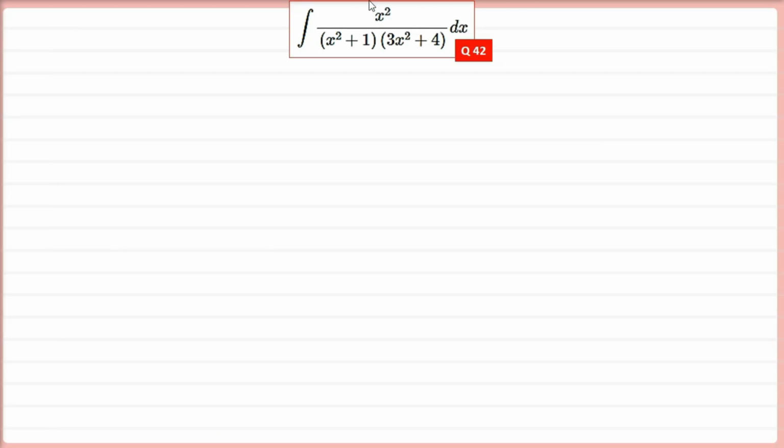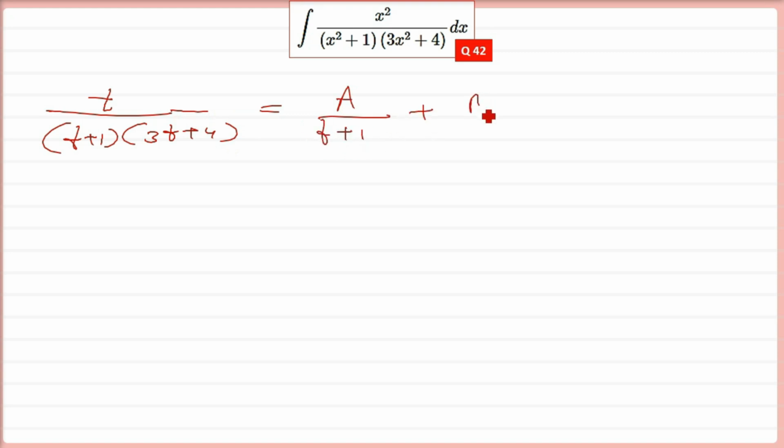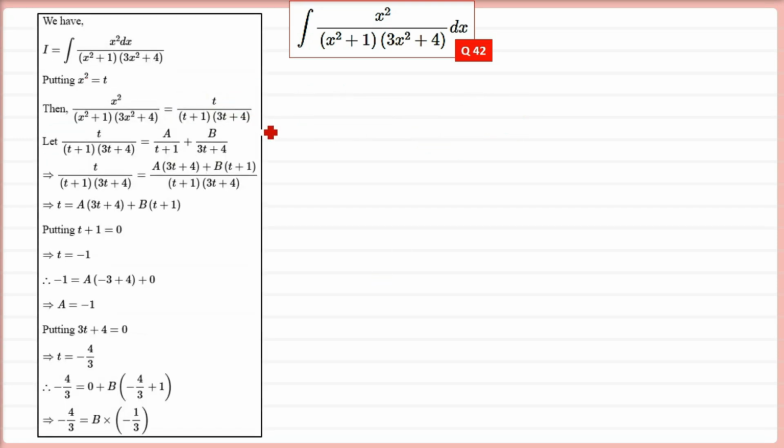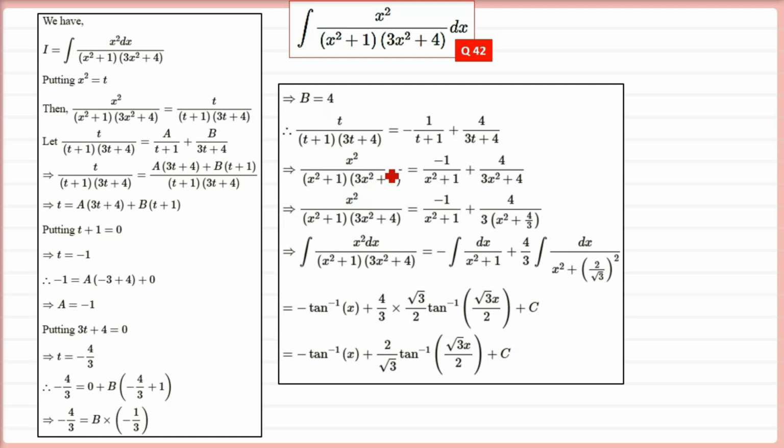So the same question I told you. x square now can be taken as t again here. So t divided by (t plus 1) and here it will be (3t plus 4). Now you can write it as a divided by t plus 1 and b divided by 3t plus 4. Now just find a and b. You already know about that. We are in the 42nd question. Just equate it, and a and b can be integrated easily because a and b are constants. Only you have to integrate the denominator, which is a partial fraction. And finally, x square will be replaced by t, wherever it is x square.